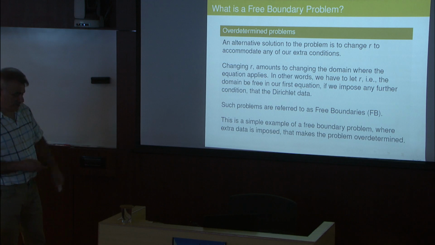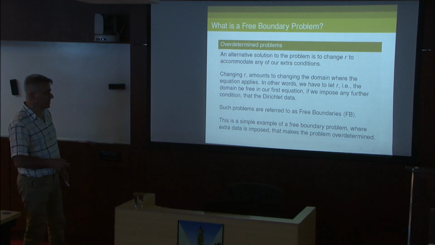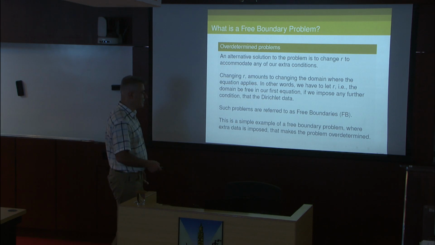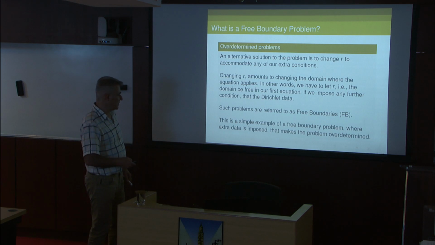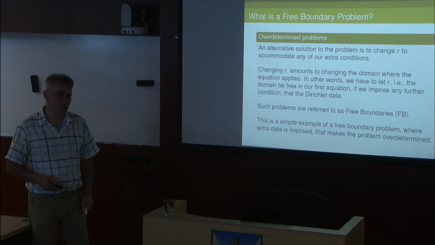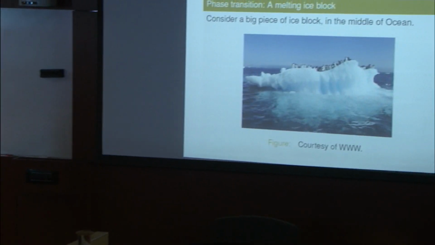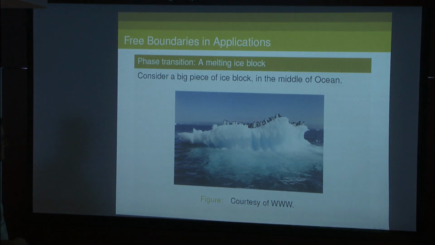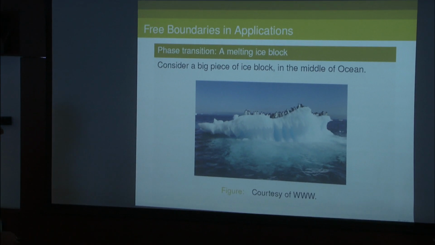The term free boundary is related exactly to the fact that you're letting the domain be free. The problem is generally overdetermined, and you cannot solve it in general, but in some cases you do solve it. So here is a picture for you, which I borrowed from the World Wide Web. You think of a big block of ice, with or without penguins there, and this ice block is melting, which is actually happening nowadays in the world. It's a curse now.